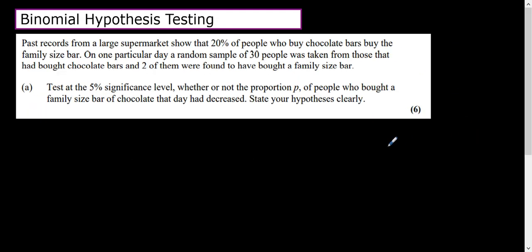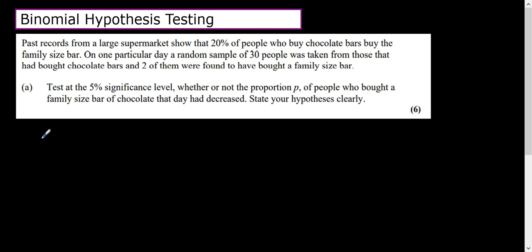Okay, time for a final example. What I want you to do is pause the video and have a go first, and then watch me work through it. So we have, again, past records, this time from a supermarket, that showed 20% of people who buy chocolate bars buy the family size bar. On one particular day, a random sample of 30 people was taken, and 2 were found to have bought a family size bar. And then test at 5% significance level again, whether or not the proportion had decreased.